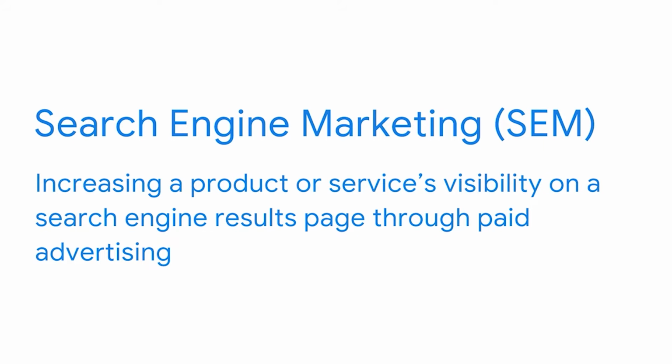There are two main ways to get a business found in search engine results pages, SERPs. Search listings, and paid ads. The paid portion of a placement on search results pages is called search engine marketing, or SEM. Search engine marketing is increasing a product or service's visibility on a search engine results page through paid advertising.